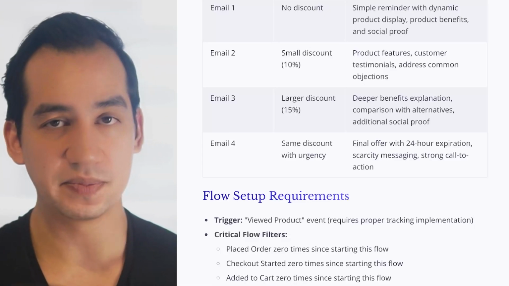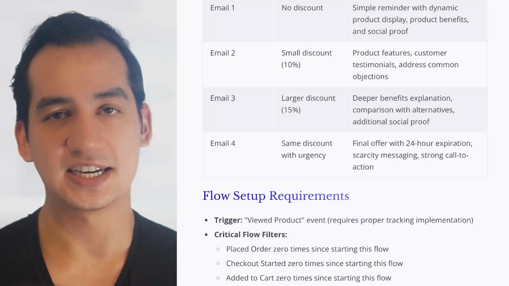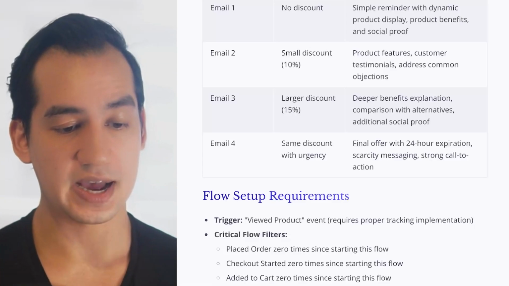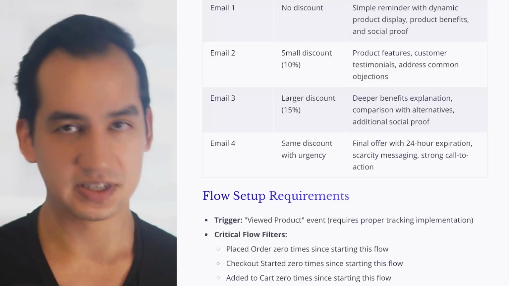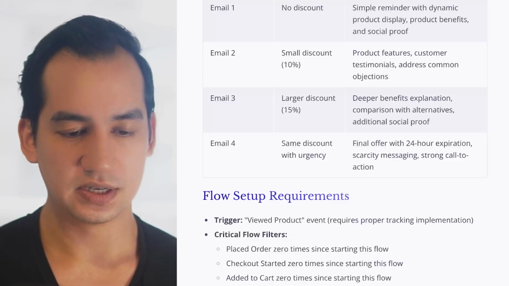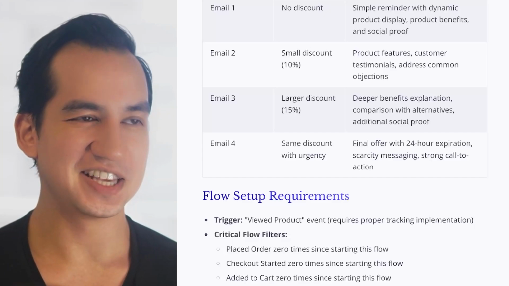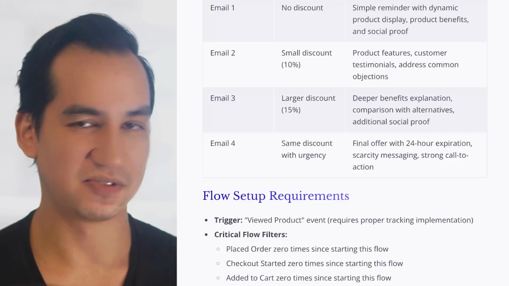All right, so essentially what it means is if they progress onto the next stage of the customer life cycle by adding a product to their cart, placing an order, etc., it removes them from this flow. Also, this last one prevents them from receiving the email within 2 weeks if they've already gone through it.